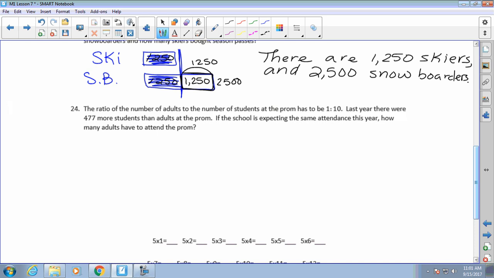This next example is the ratio of adults to students at the prom, and that ratio has to be 1 to 10. Last year there were 477 more. That is again a very key word here because that tells us what to do with that 477. It says if the school is expecting the same attendance, how many adults have to attend? So you would draw out your tape diagram. So it was adults to students, and that was 1 to 10.